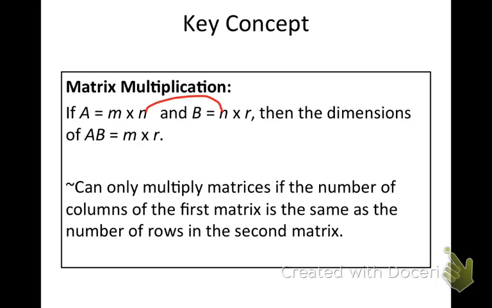Okay, so this is just putting it into words if you want to write that. You can only multiply matrices if the number of columns of the first matrix is the same as the number of rows in the second matrix, which is what we were saying yesterday. That's just putting it into words. Okay, so the number of columns of the first needs to match up with the number of rows in the second.